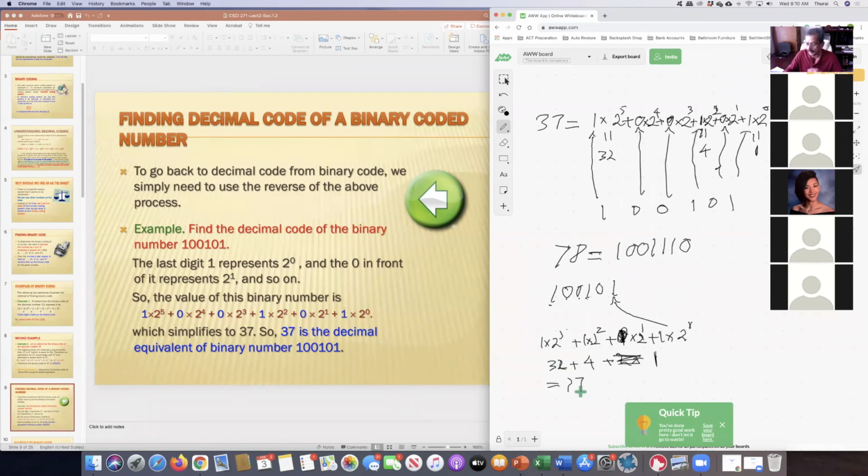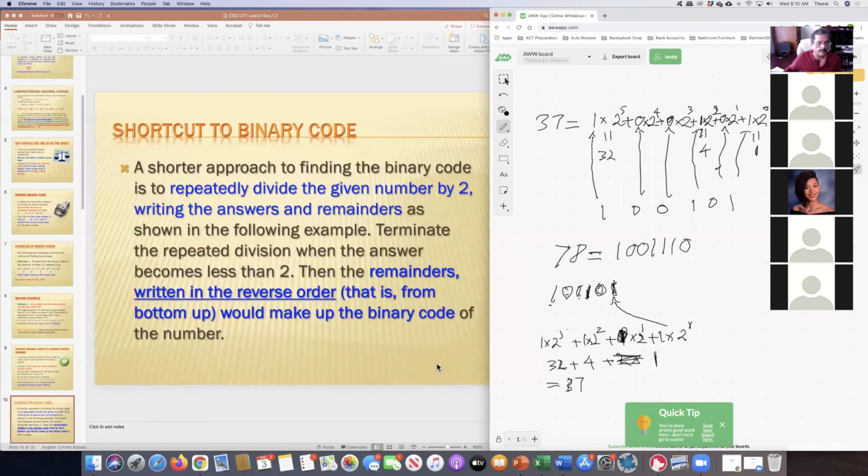So that's how you go backwards from the binary code. You have to start at the bottom. Last digit corresponds to 2 to the 0. Next one corresponds to 2 to the 1, 2 to the 2, 2 to the 3, 2 to the 4, 2 to the 5. You write that expression and simplify it. Okay, so that's 37.